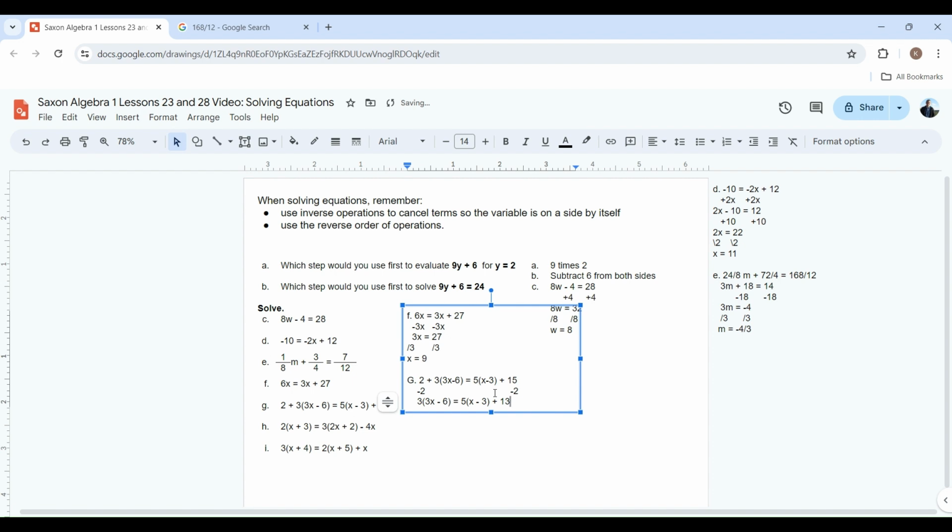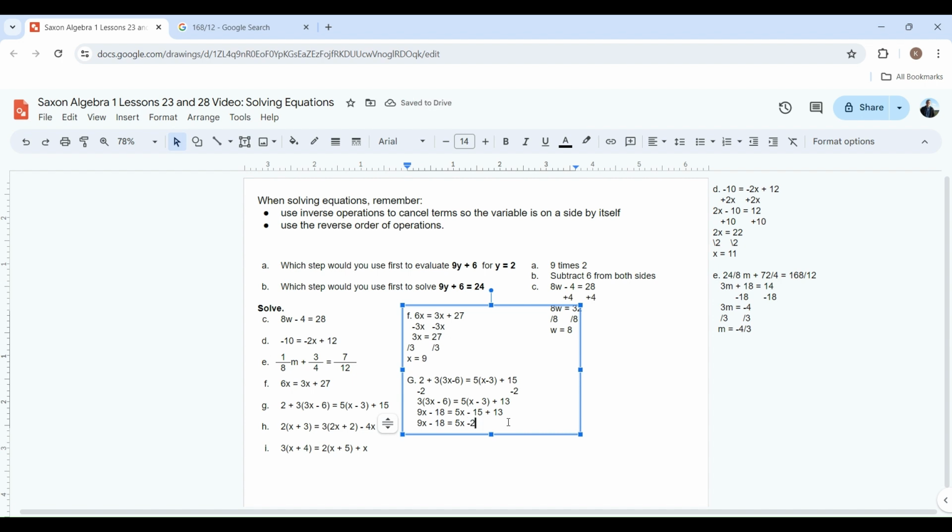Now, there's multiple ways you could do this. I'd say that the simplest way to do this is actually if you have a distributive property problem within these problems, just do the distribution. So if I distribute this 3 to the 3x minus 6, it's going to be 9x minus 18 equals, I'm going to distribute here, 5x minus 15 plus 13. Now I'm going to simplify. 9x minus 18 equals 5x minus 15 plus 13 is just minus 2.